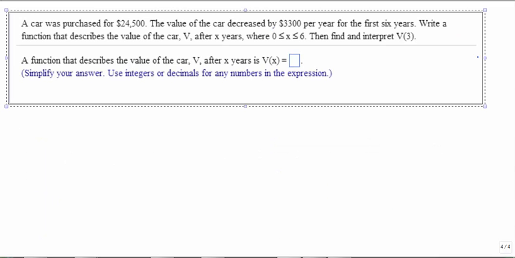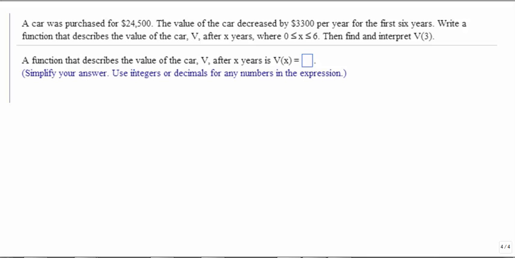So for the first application problem that we're looking at, we're talking about the value of a car decreasing. So if you think about a car being purchased at $24,500, that's the highest it's ever going to be worth. It's going to keep decreasing, and then I guess if it turns out to be some sort of a really nice car, it'll increase again in value later in 30 or 40 years. But we're talking about the years between 0 and 6 years old. So the first thing it says, a function that describes the value of the car after x years is v of x. So v of x. Well, the most the car will ever be worth is $24,500, and then it will decrease.